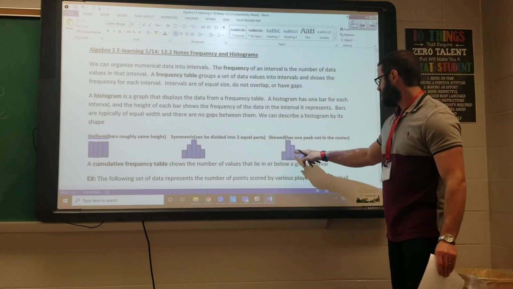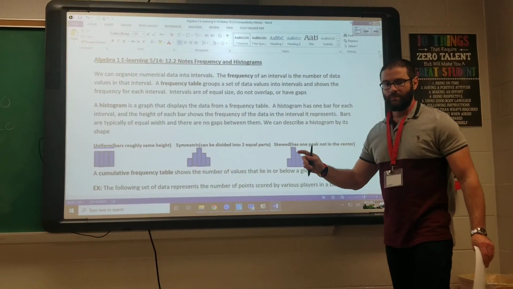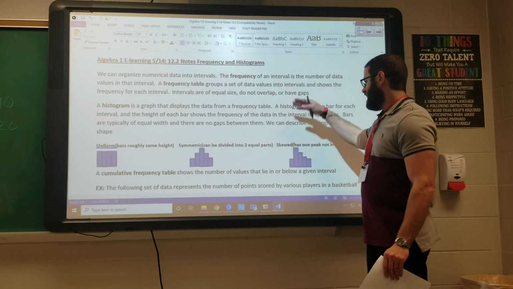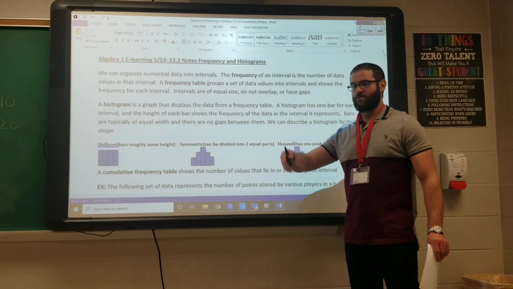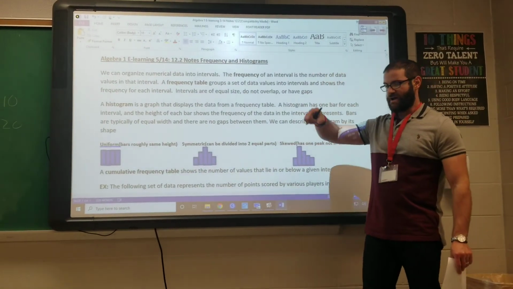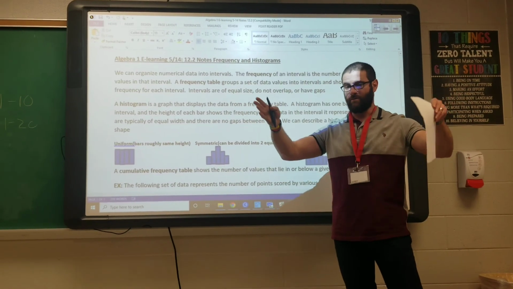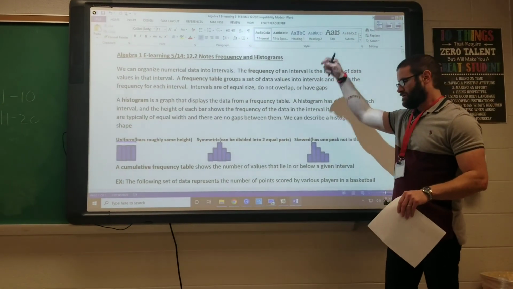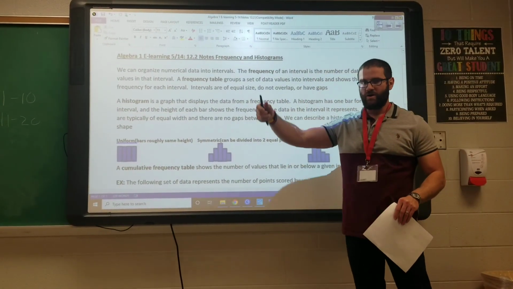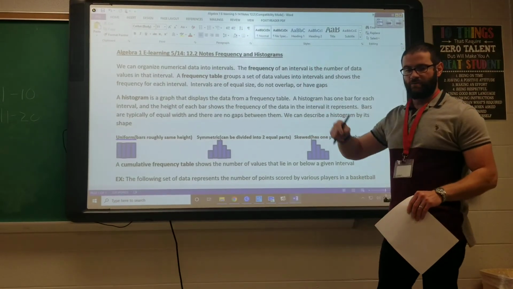Again, each one of these bars represents an interval, and the height of the bars represents the frequency of data points that are in that certain interval. So the taller the bar, the more data points there are in that particular interval.